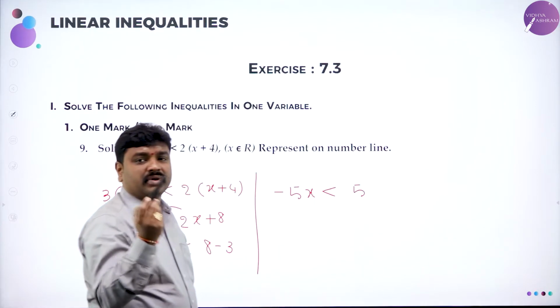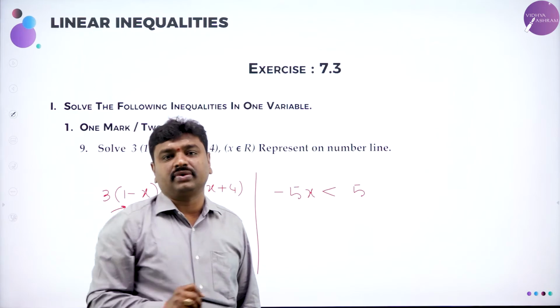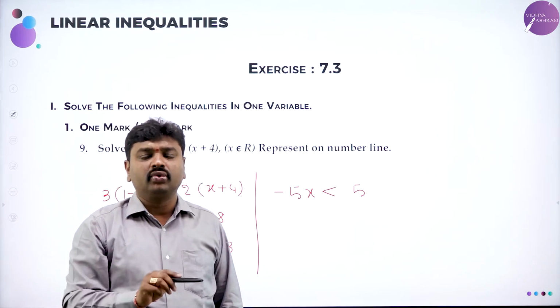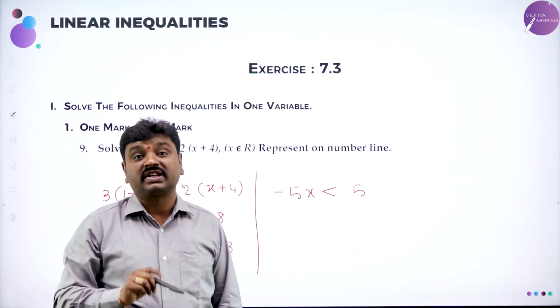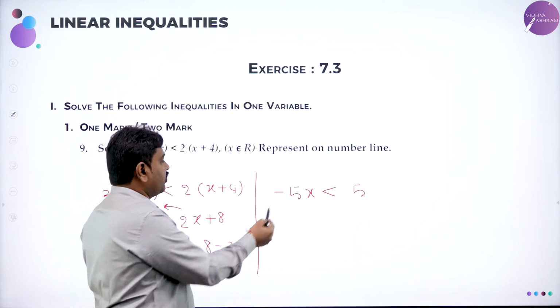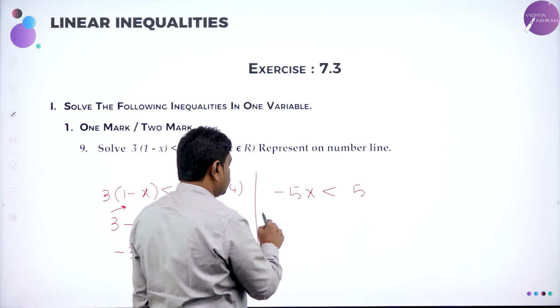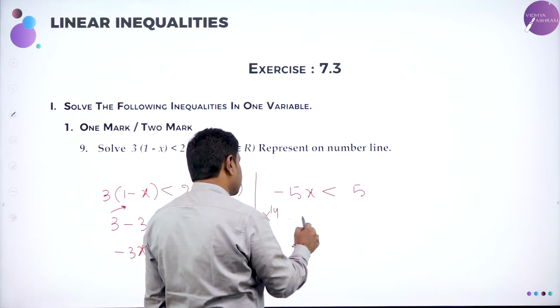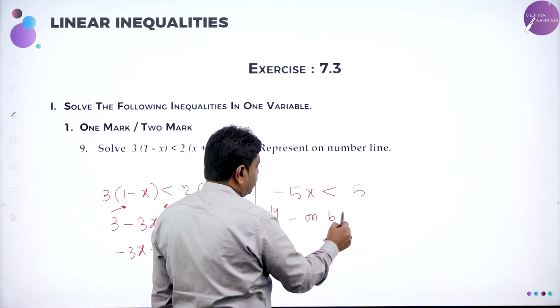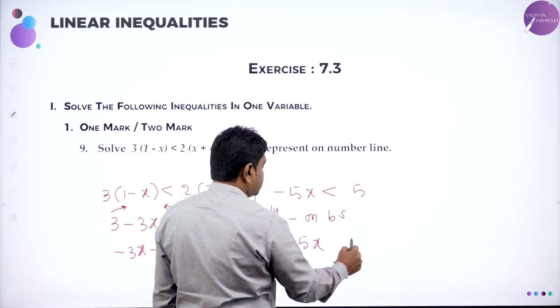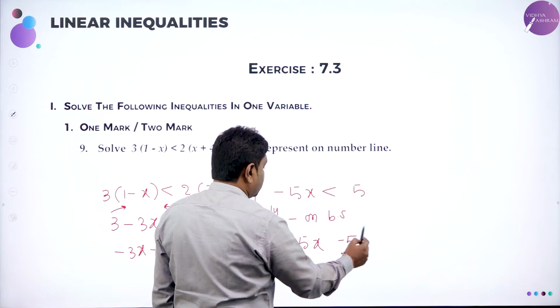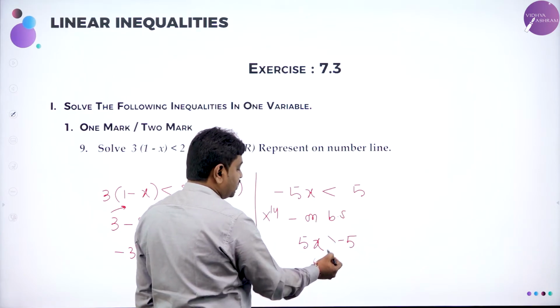And always remember, the coefficient of x should be positive. If the coefficient of x is negative, multiply by minus on both sides. And when you multiply by minus on both sides, the relation changes. So now I have minus 5x, but we need plus 5x. So multiply by minus on both sides: minus into minus becomes plus 5x, and plus 5 becomes minus 5. And very important, this less than becomes greater than.